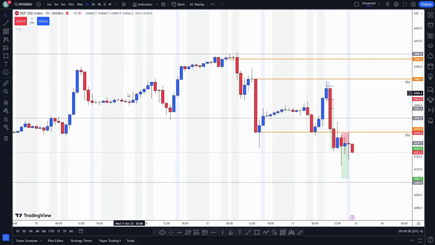On any time frame, just look at the candle bodies and how they're going. Is it making higher highs and higher lows? Is it going into premium or into discount? So from here it went to the premium.